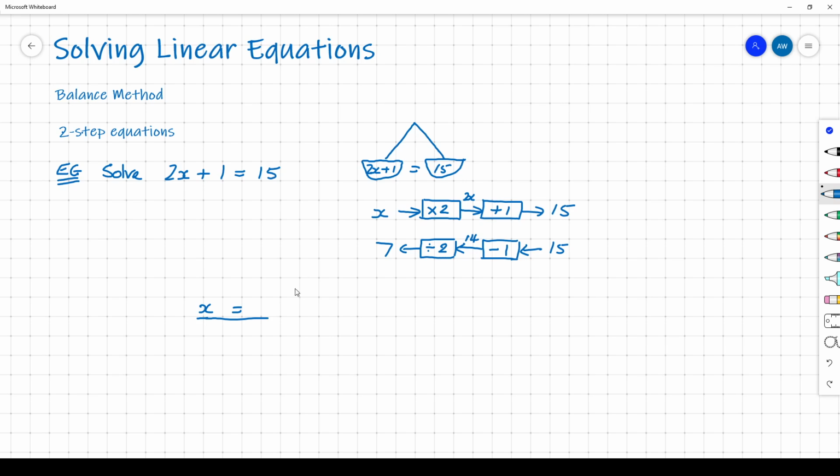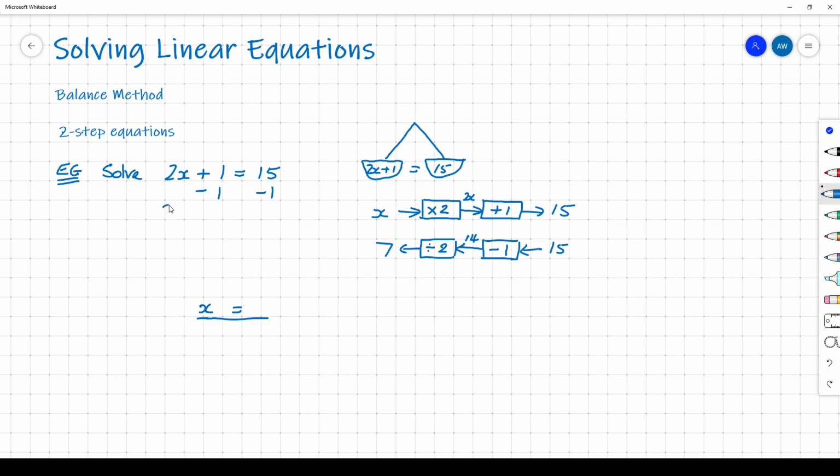So how do we show that over here? Well, the first thing we get rid of then is plus 1, because that was the last thing that was added or done to our unknown number. The first thing that was done to our unknown number was multiplied by 2. The last thing done was plus 1. So the first thing we sort out is the plus 1. So we take away 1 from both sides. There's the balance method, and it echoes what we've got there in our function machine.